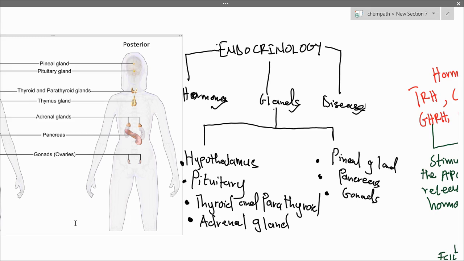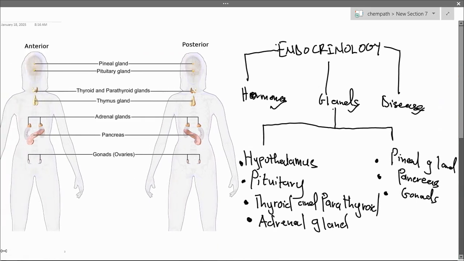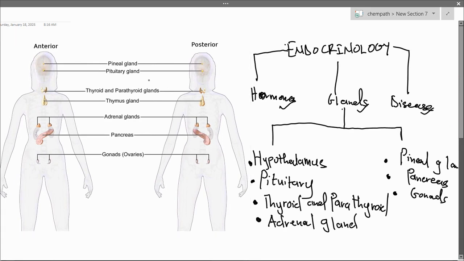Now, when we talk about the glands, we have the pineal gland, the pituitary gland, the thyroid and the parathyroid glands, the thymus gland, the adrenal gland, the pancreas, and then the gonads. For the gonads, we have the female gonads and then the male gonads, the testes.